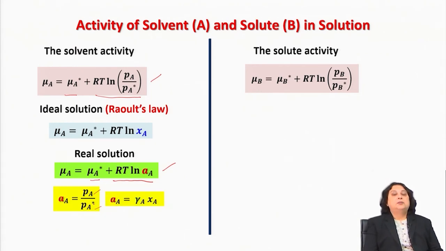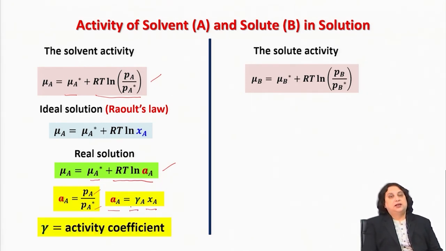If my solvent is an ideal solution, then I understand that the activity A can be replaced by X. But in general, for a real solution, A would be proportional to XA, but the proportionality constant is the activity coefficient, which will tell us how much the real solution would deviate from the ideal solution behavior.